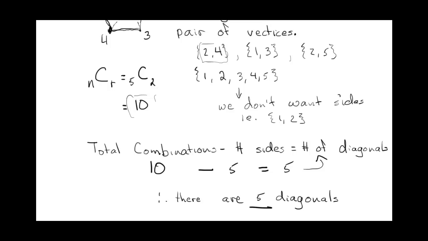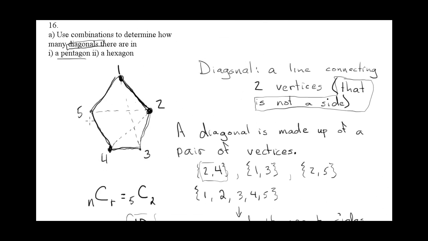Okay, and just to verify that with the sketch, I drew 3 of them. There was only 2 more. There. And there. So there are your 5 diagonals. You could try to draw another one, but you won't be able to do it. Okay, so that was part 1 for a pentagon.